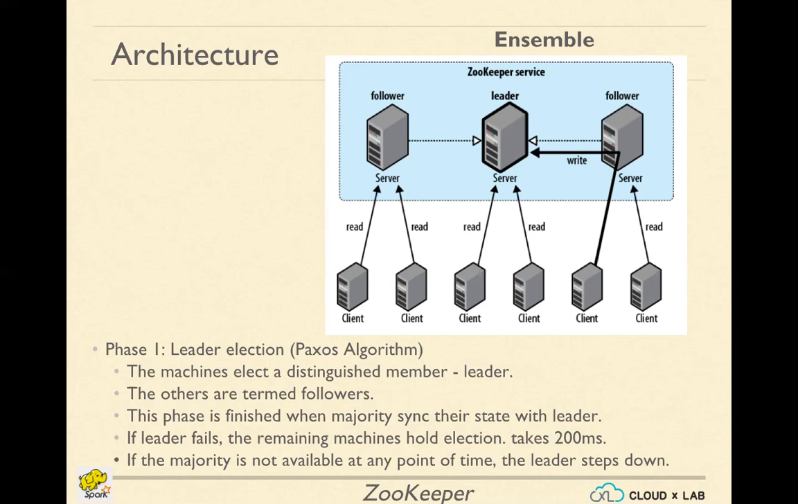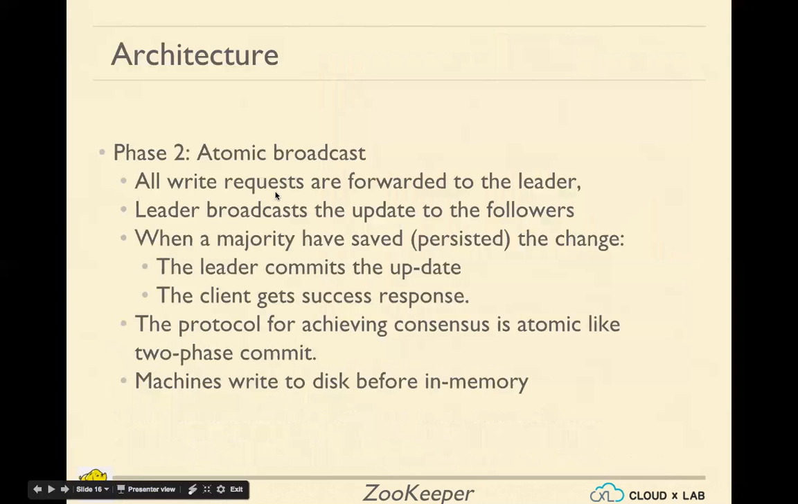So as soon as the leader gets a modification request, it immediately broadcasts to the followers. I think that's the second phase. All the write requests are forwarded to the leader. The leader broadcasts the update to all the followers. When the majority of the followers have responded that we have successfully saved, then the leader commits the update, says, yes, it's finally done. And then it informs the client that, hey, here's the successful response. The protocol for achieving consensus is atomic, like two-phase commit.